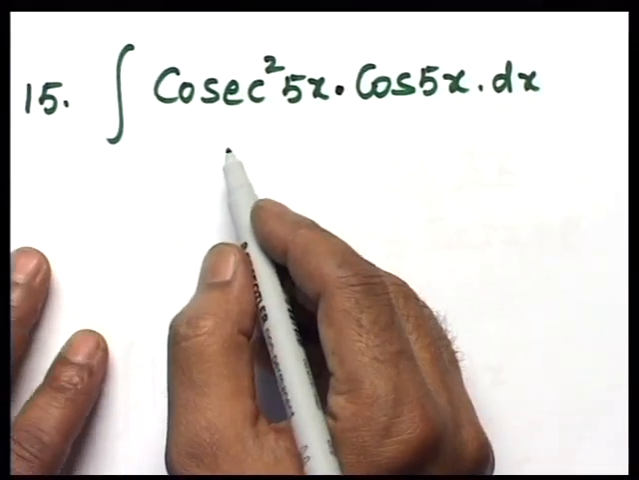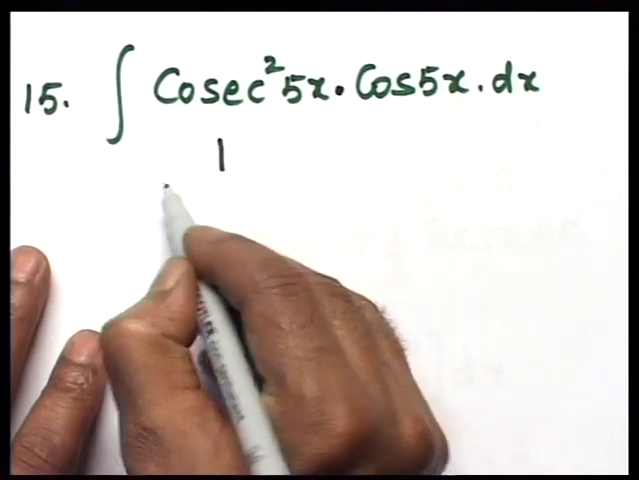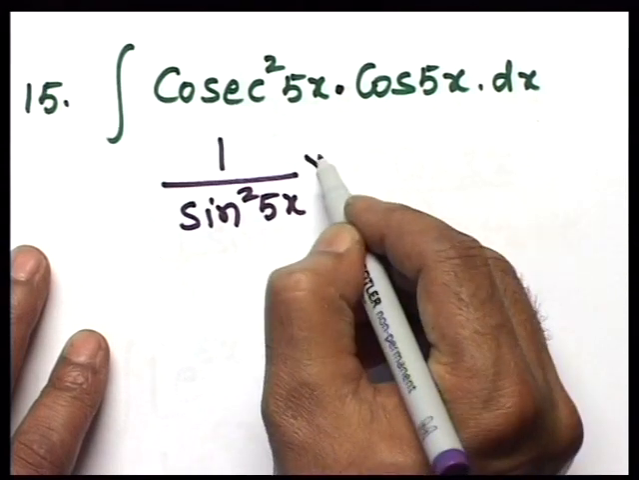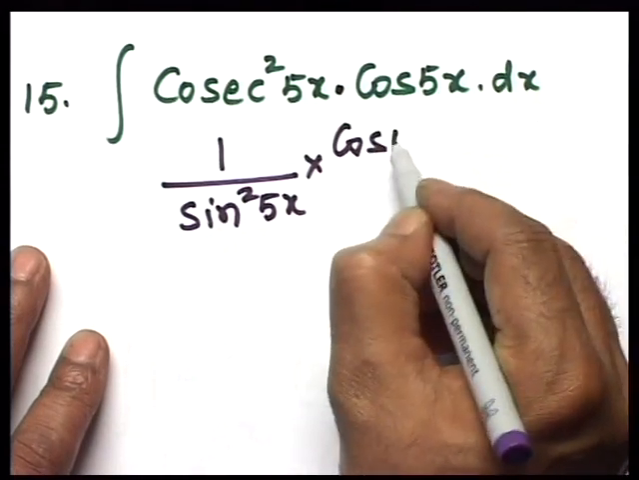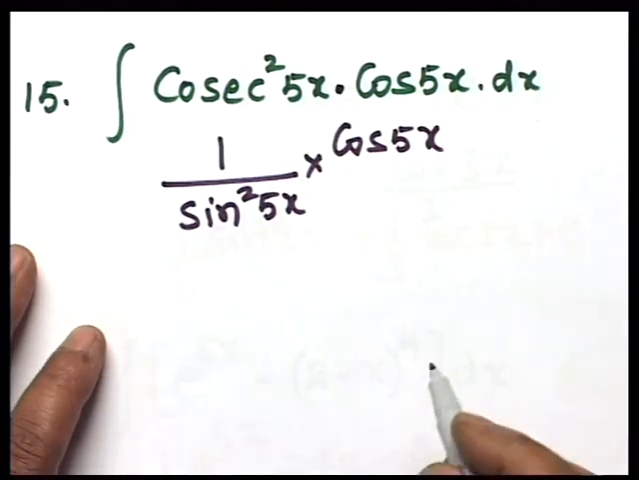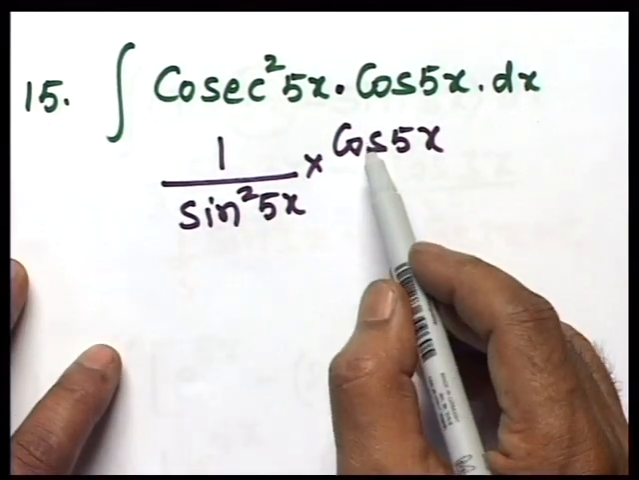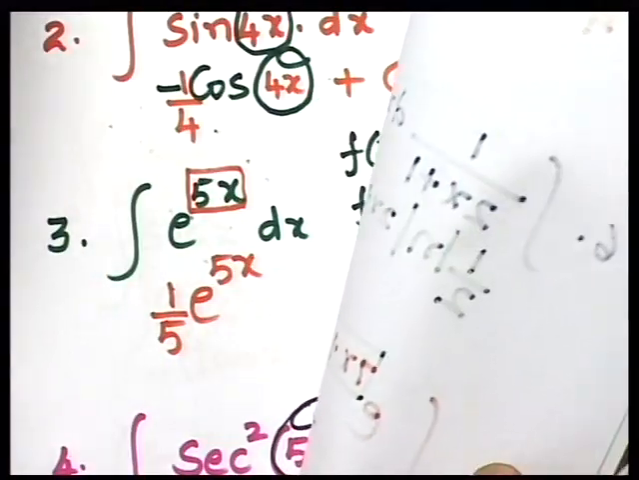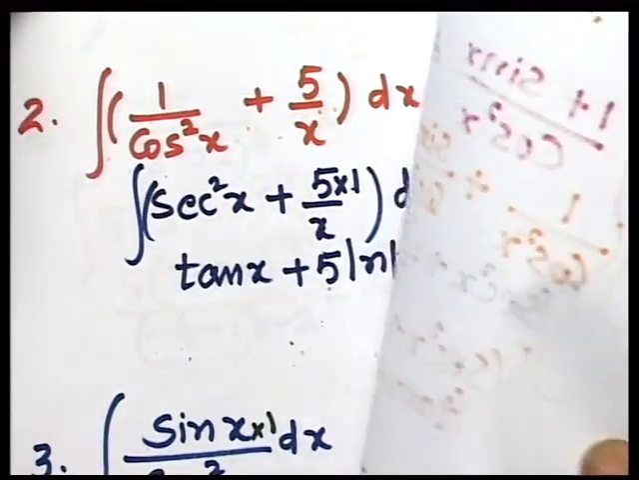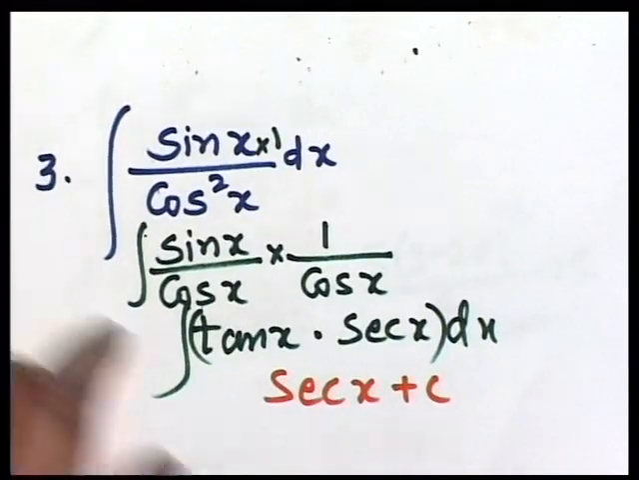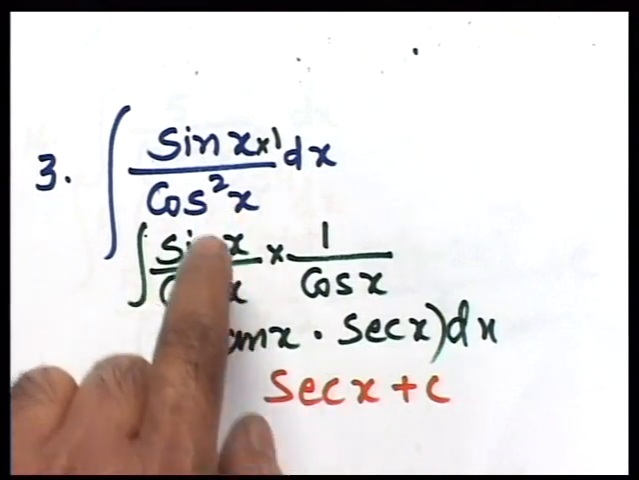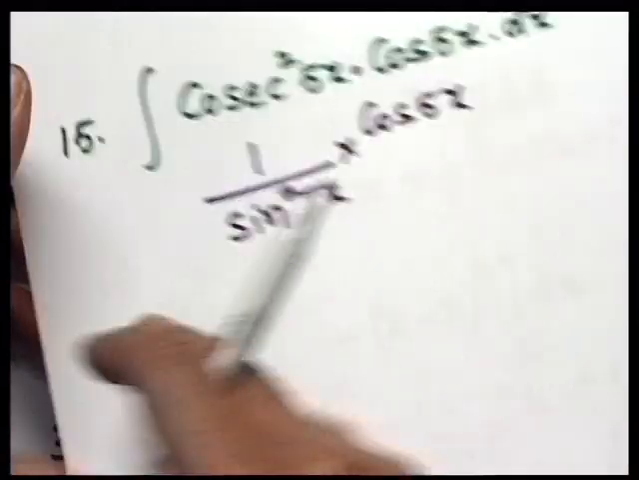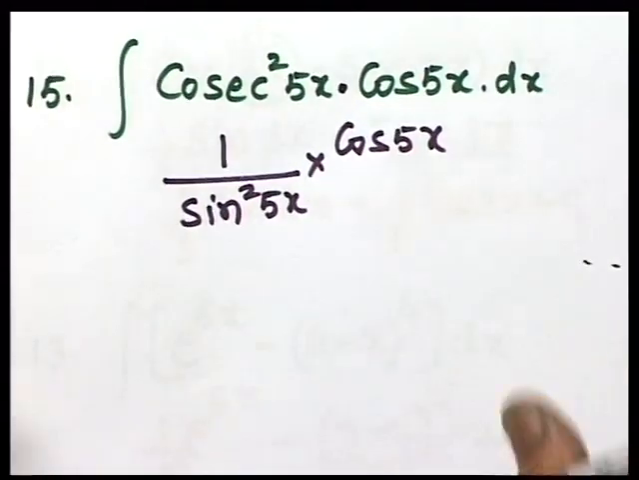Cosec square is 1 over sine square, right? 5x multiplied by cos 5x, we do nothing, cos 5x. Now we did one question like cos theta divide by sin theta. I think it should be somewhere here. You can recollect that. That's what it is. If you see sine over cos square, we split that into two fractions, then we change that into the standard form. Maybe we apply a similar rule here.